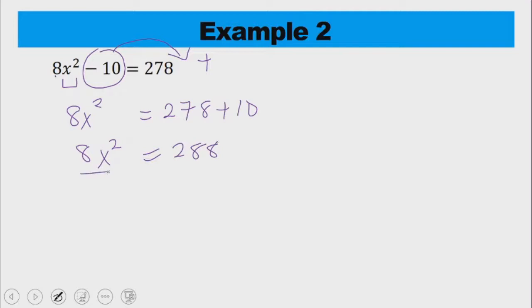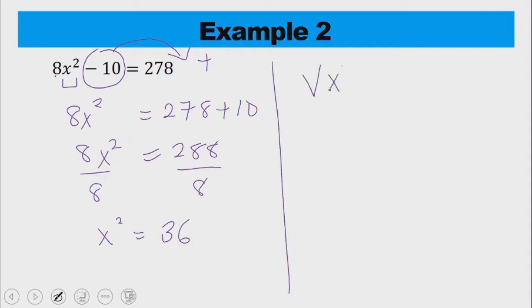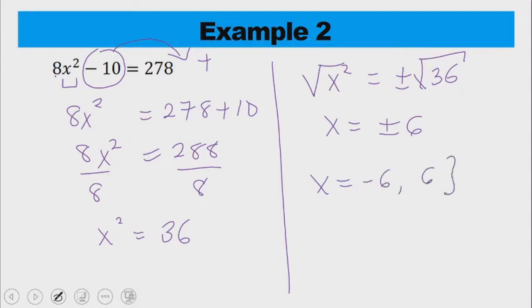To remove the 8, we divide by 8 on both sides. That gives us s squared equals 36. Now I can take the square root of both sides. The square root of s squared will be plus or minus the square root of 36. That gives us s equals plus or minus 6. So in this case, our answer is simply negative 6 and 6. We have two solutions.